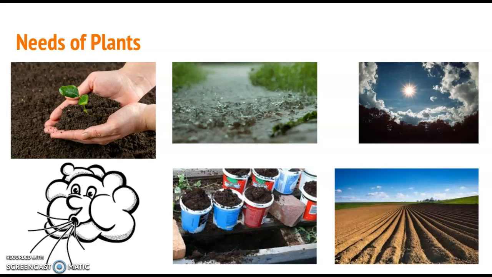So here we see the different needs. So they take in nutrients through the soil. They have to have water, whether that's through rain or us watering them, sunlight, air, and then space. So some plants are good at growing in pots, others need to be grown in a larger area like a field.